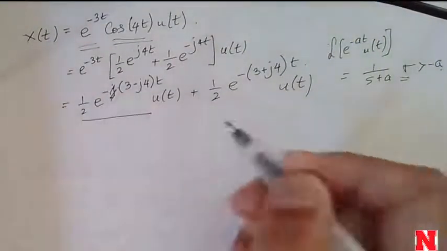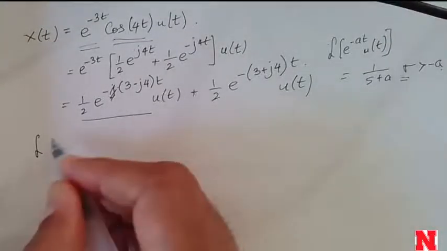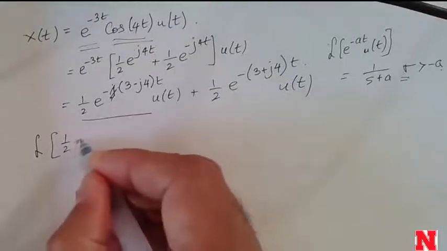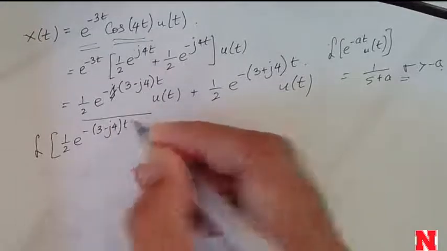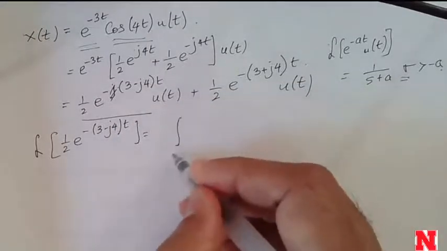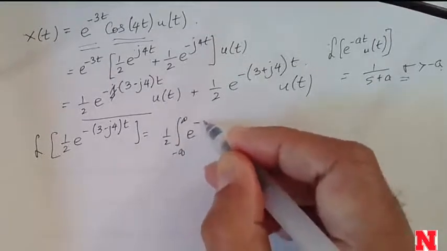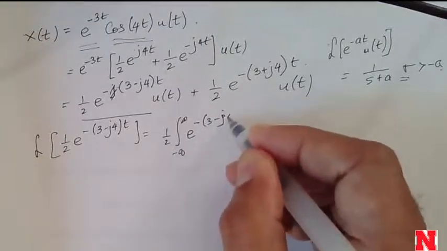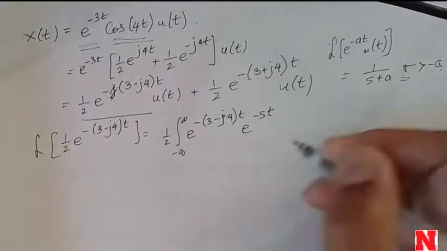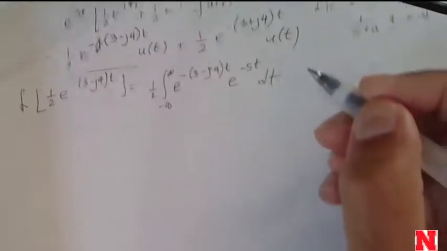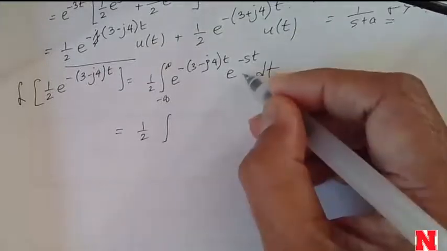So let me take this one, and I'll go through and work this, and then we'll look at it. So the Laplace transform of 1/2 e to the minus 3 minus j4 t is equal to the integral from minus infinity to infinity. I'll put the 1/2 out here. e to the minus 3 minus j4 t e to the minus st dt, which is equal to 1/2. Oh, there was the u of t. I always forget it.